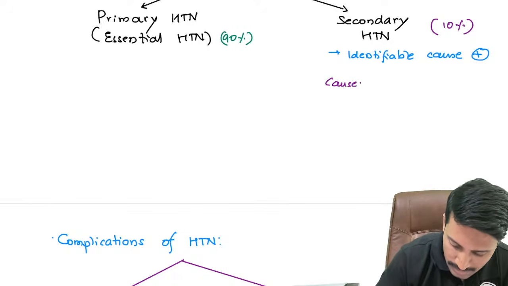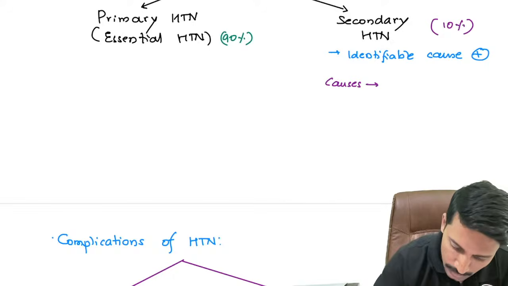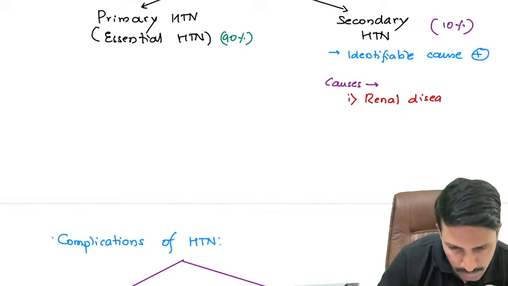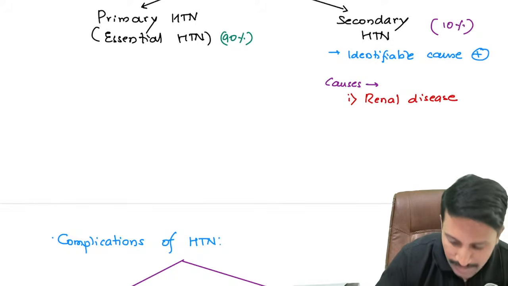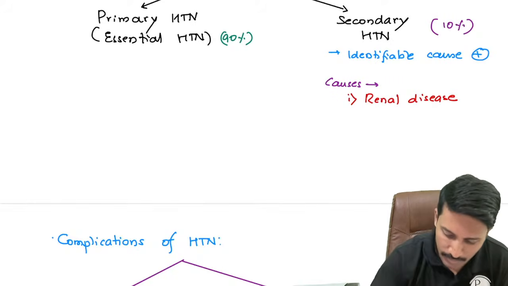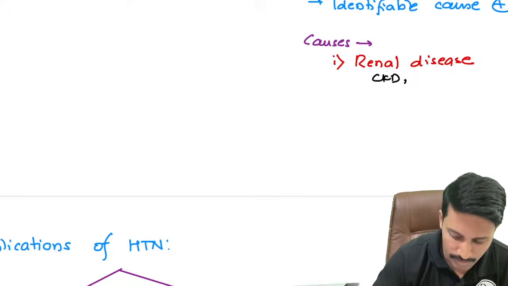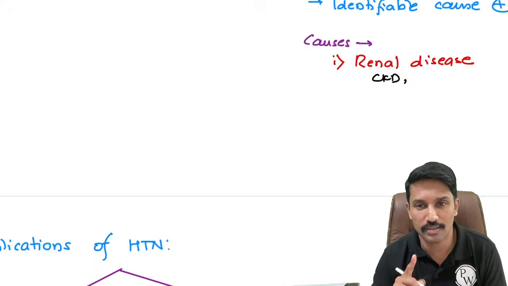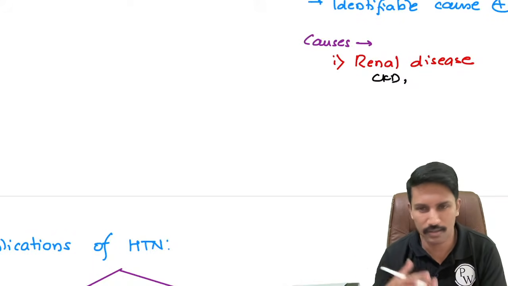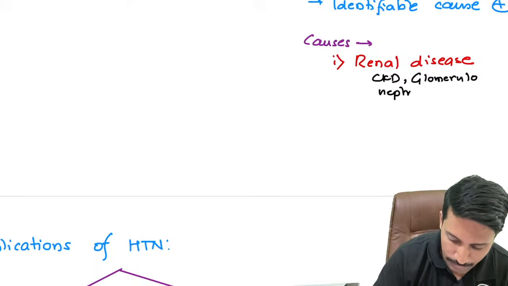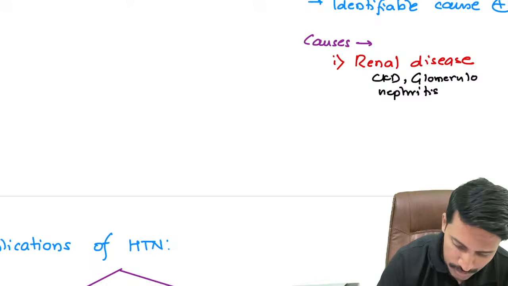So what are the causes for secondary hypertension? The first and the most important cause for secondary hypertension is renal disease. Renal disease means, for example, CKD. Patients with CKD often have hypertension. Then you know glomerulonephritis, right? Post-streptococcal glomerulonephritis, whatever forms of glomerulonephritis, they present with hypertension.